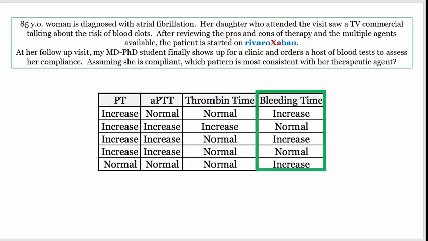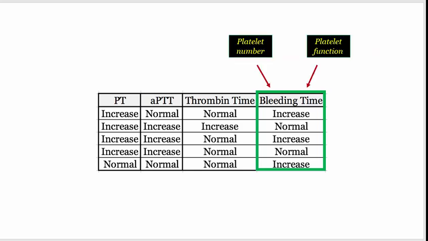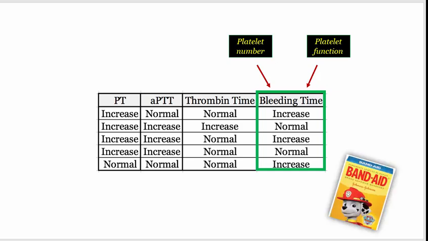The bleeding time assesses platelet number and function. They love to include bleeding time options in coagulation questions, but the vignette has no, as in 0, reference to platelets. No nosebleeds, no bruising, not even a little band-aid. So the bleeding time is dead normal in patients taking 10A inhibitors. Once you appreciate this information, you should pray for them to include this column in coagulation questions.